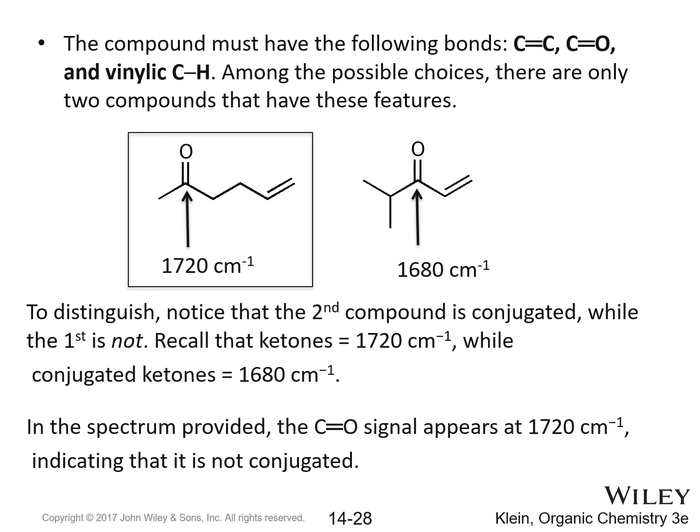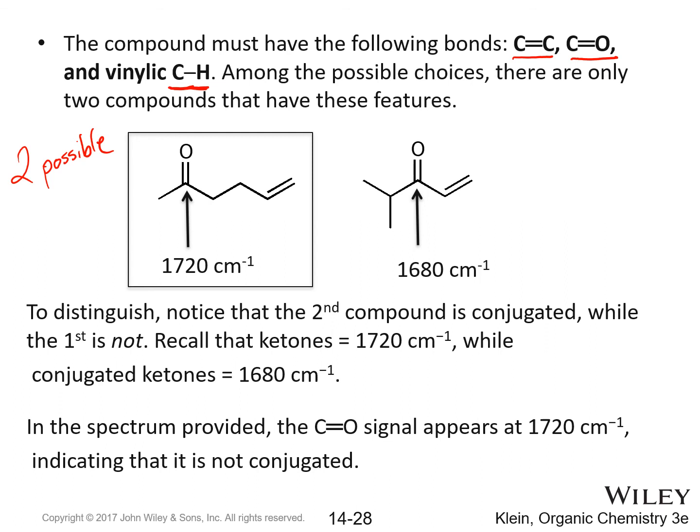So we know we've got a carbon-carbon double bond. We know we've got a carbon-oxygen bond, and we know we have a vinylic carbon-hydrogen bond. So if we rule out all of the structures that do not contain carbonyls and carbon-carbon double bonds, we get to two possible structures. All right, now let's try to differentiate between the two.